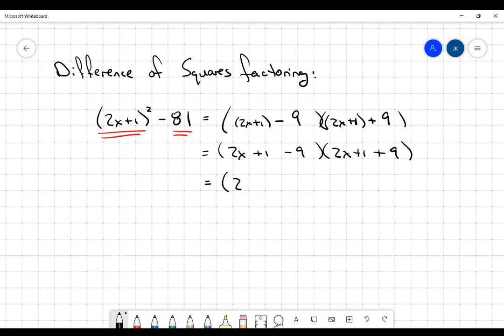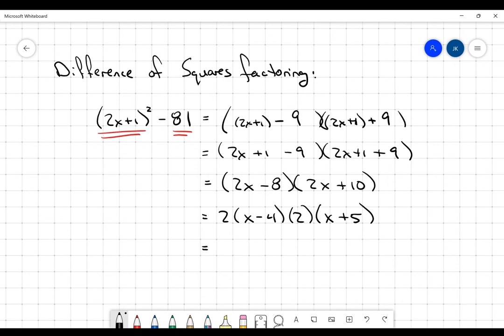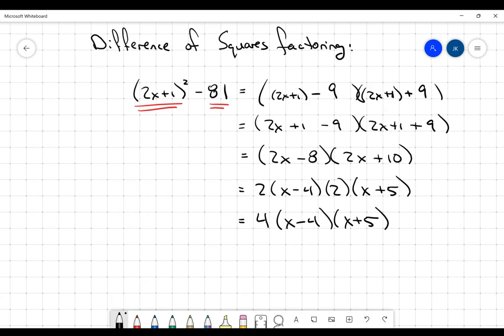Now I'm just going to simplify this a little bit. 2x plus 1 minus 9 is going to be 2x minus 8. 2x plus 1 plus 9 is going to be 2x plus 10. The interesting thing is, as soon as I did that, I created common factors in both of those factors. There's a common factor of 2 in this first one, which leaves me with x minus 4. And there's another factor of 2 here, which leaves me with x plus 5. Then, because order doesn't matter with multiplication, I can move those 2s together and multiply them to get 4 multiplied by x minus 4, x plus 5.